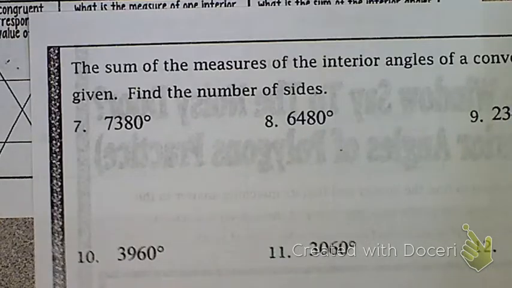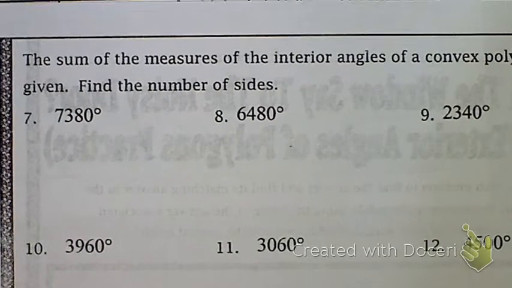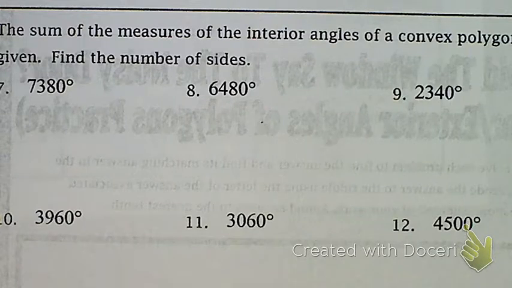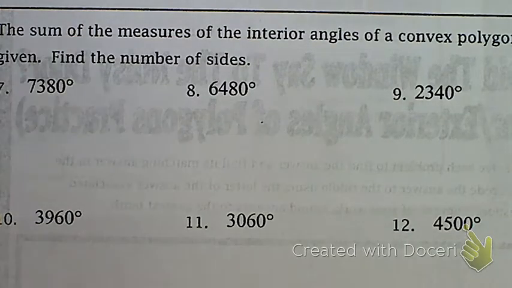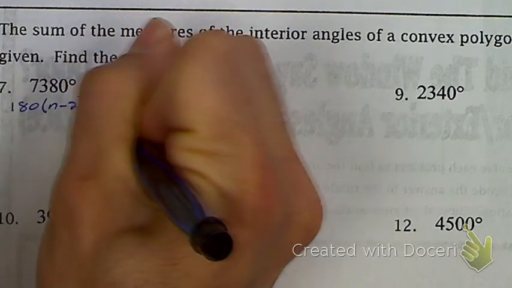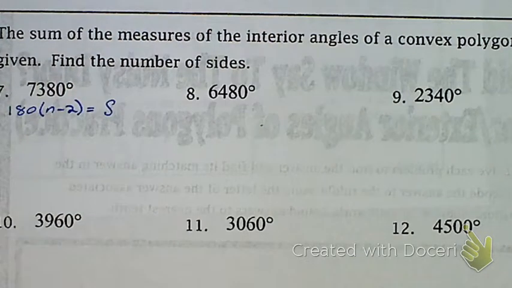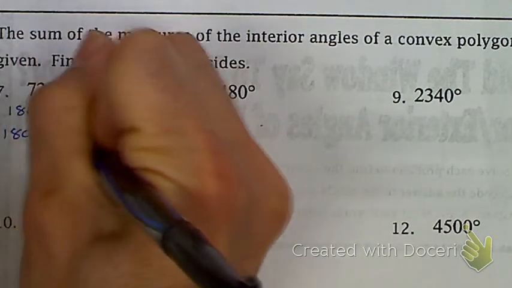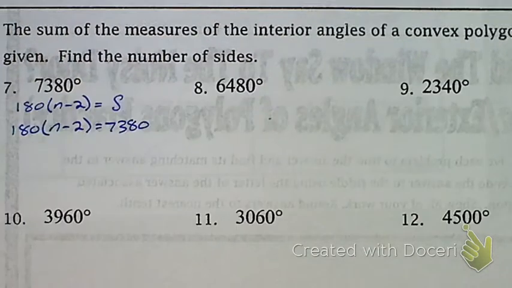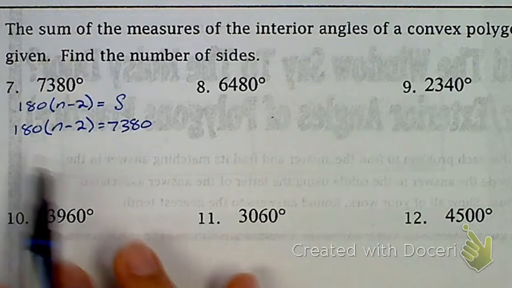You turn it over. Then these say, given the sum, find the number of sides. So, which formula again? I'm just going to put S equals the sum. So 180 times n minus 2, I don't know the number of sides, equals 7,380. Then how would you solve the parentheses? Get rid of what's in front first.